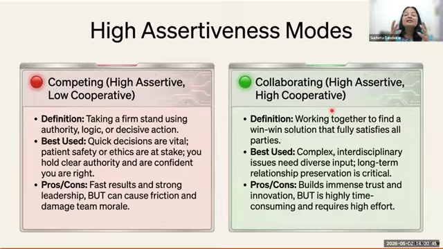So the high assertive mode is competing, where you are high assertive and low cooperative. How would you define that? Taking a firm stand using authority, logic, or a decisive action. And when is it best used? When quick decisions are vital, patient safety or ethics are at stake, or when you hold clear authority and are confident that you're right. That is when you will use this card of competing.